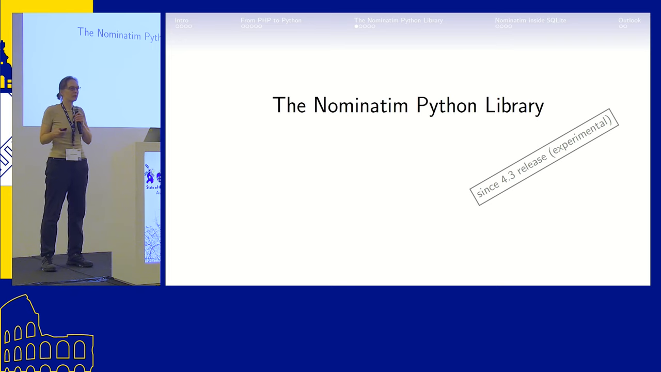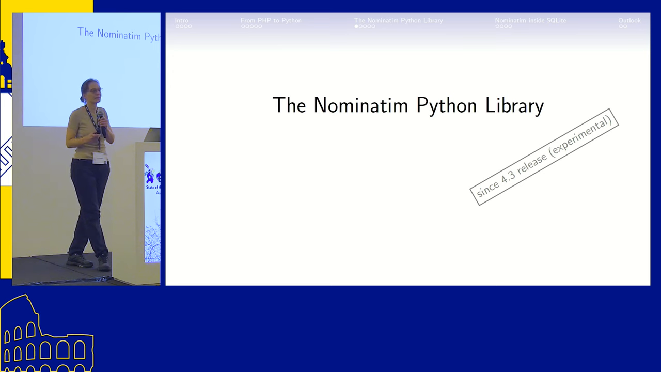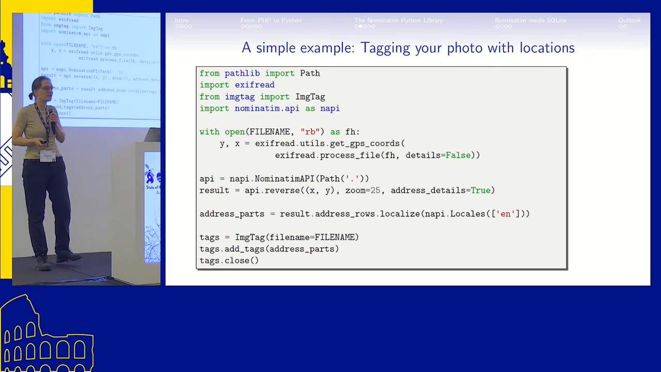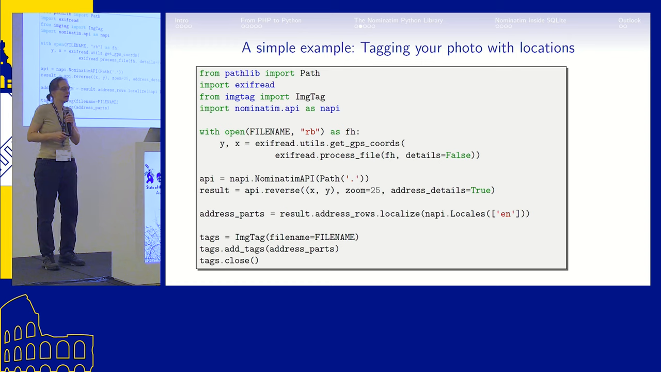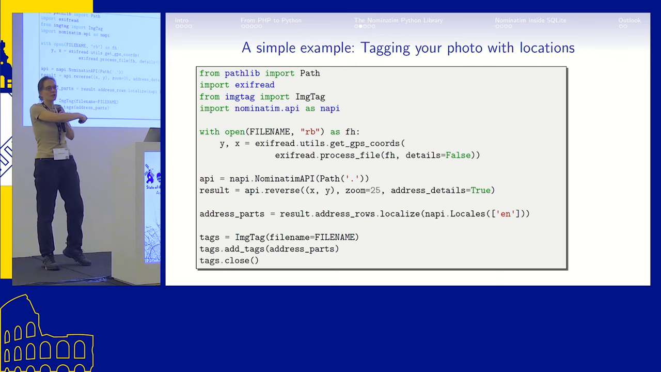So the next thing I said, what we need is a library. This is in Nominatim since the last release, 4.3. It's currently still marked experimental because I might be changing the interface a little bit, seeing how things change here and there, but you can already try it out. And here's an example of what it looks like. And this also, again, shows why Python, because you have all these libraries. You want to write a little application where you have geotagged photos, and you want to put in the names of the places where the photos are. And this is all the code you need.